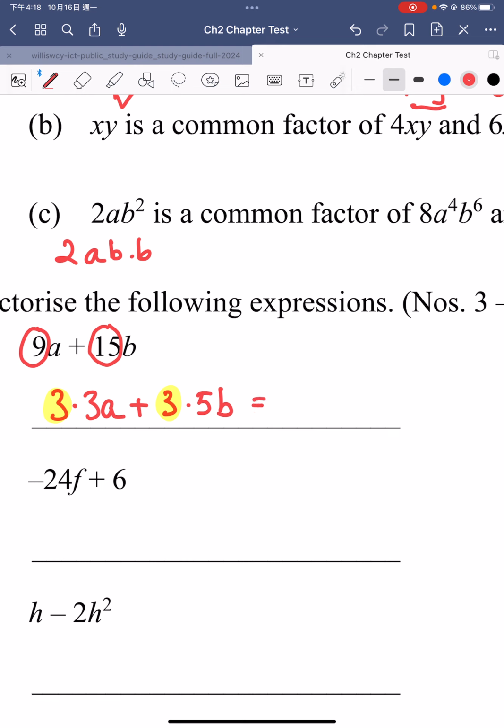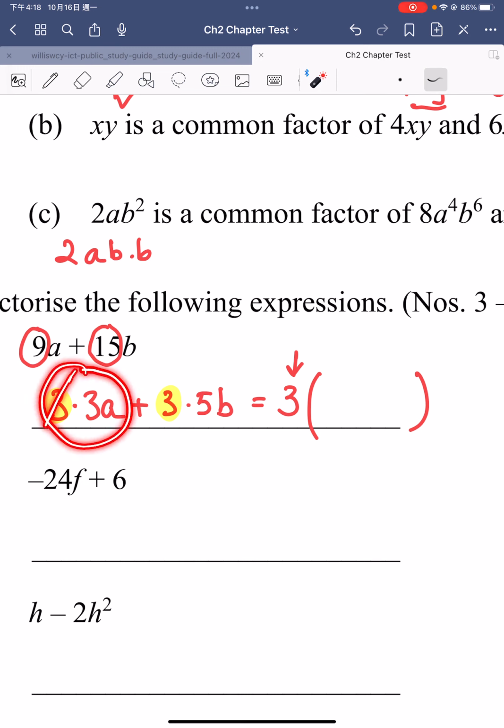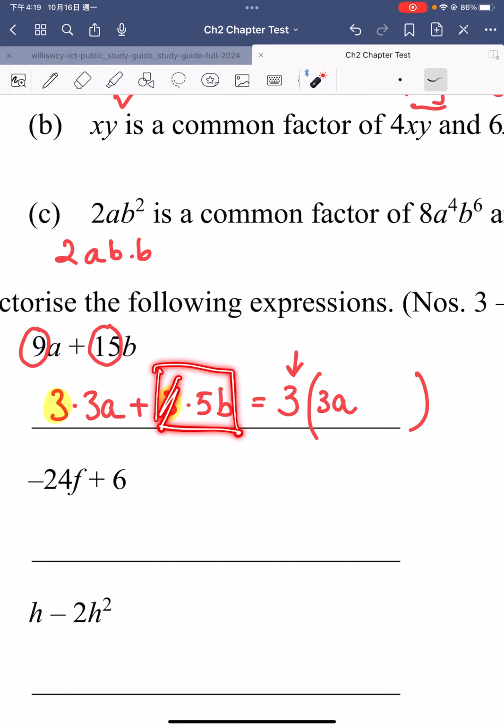Every time you find a common factor, you need to write it down first. A lot of people just miss this common factor, so remember to write it down. After taking out the 3, you need to put a bracket here. And then you look at 3 times 3a. You take out the 3, so what we are left with is just 3a. And then we keep the sign. Now we see 3 times 5b. We take out the 3, so what we are left with is just the 5b. So what we have is plus 5b.